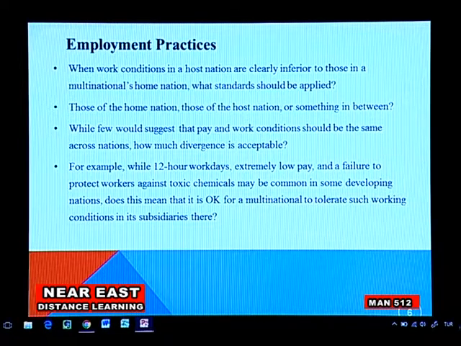So take an example of a worker who works 12 hours per day for extremely low pay, and in this case, there is a failure to protect workers against toxic chemicals, which may be common in some developing nations. Does this mean that it is okay for a multinational to tolerate such working conditions in its subsidiaries there? Would a company accept it if these conditions are valid for their nation and accepted for the host country?